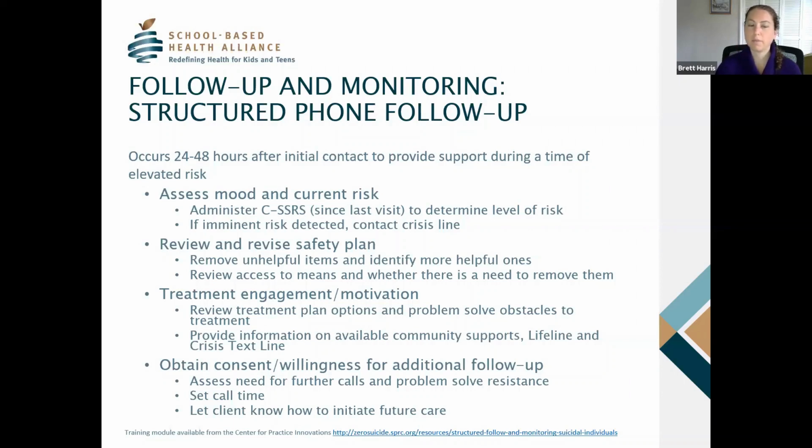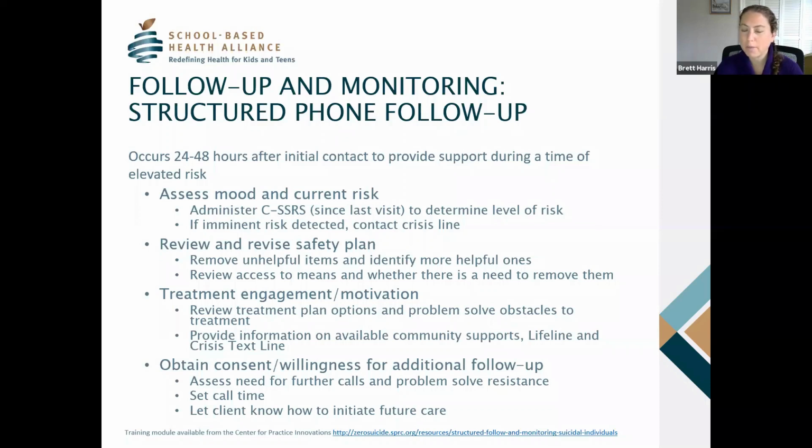And one of the really important steps here is to review and revise the safety plan. At this point, they may have had time to give some thought to that plan. These calls are not just one time, they recur a bit. So after a while, having them review and revise the safety plan is important. Maybe there are some things that weren't helpful or they didn't use, and then you identify more helpful ones. What about access to means, and is there a need to remove them? What's really important, I think we all know, is treatment engagement and motivation. So what is the treatment plan option, review that, and then problem solve obstacles to treatment.